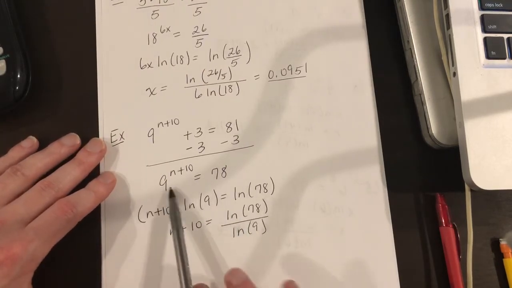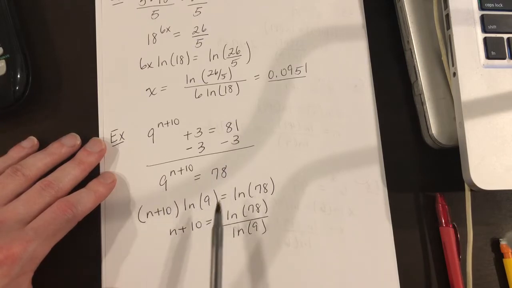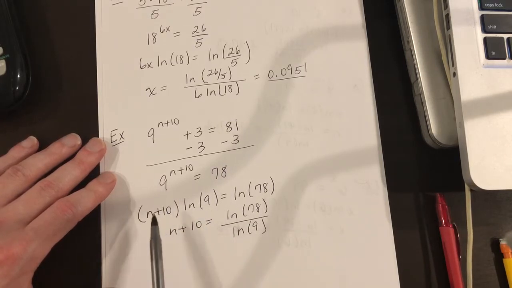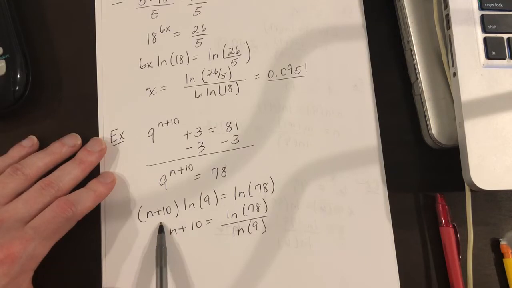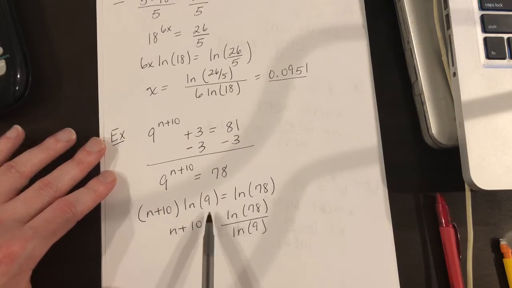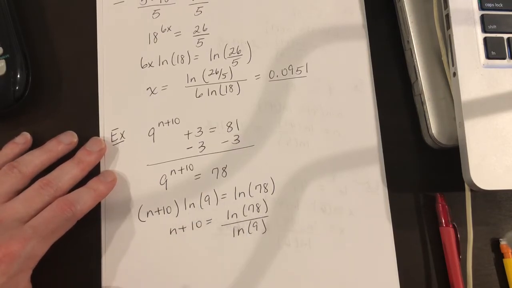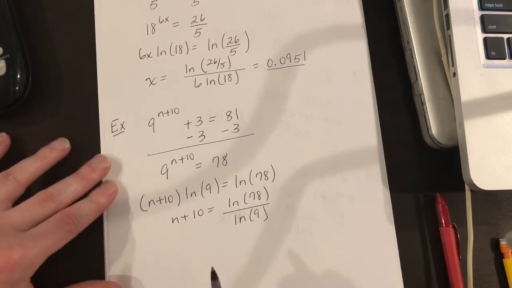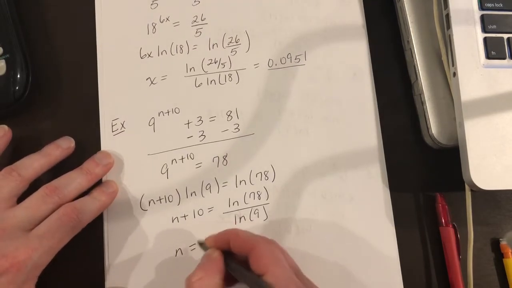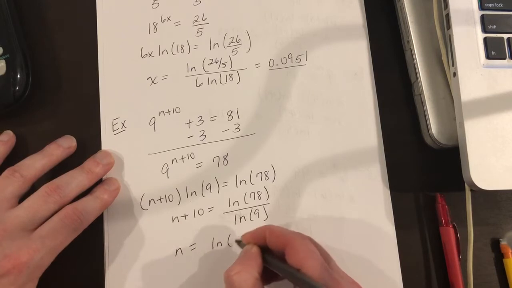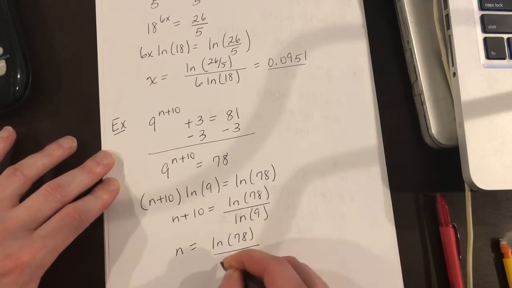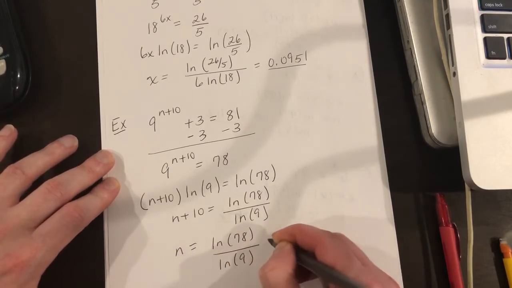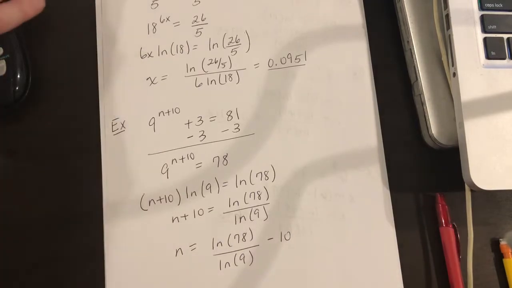So once we isolate the exponential, we're going to natural log both sides. When we natural log both sides, we bring the exponent in front. Now, if it comes out to be something where you have to distribute, we're just going to divide it over instead of distributing. And then our last step is to get rid of the plus 10. So it's natural log of 78 over natural log of 9 minus 10.